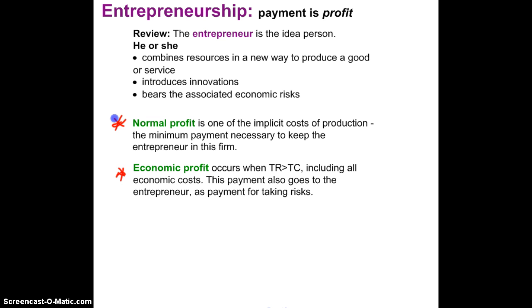Economic profit occurs when there is profit above and beyond normal profit, when total revenues actually exceed total costs. And of course, economic profits don't last in perfect competition, but in other market structures, they might exist. This payment also goes to the entrepreneur, and we consider it their payment for taking the risks of entrepreneurship, because they are the ones who take that risk. So if you think about it, the profit also allocates the resource of entrepreneurship, because the most profitable industries are going to lure the most entrepreneurs.